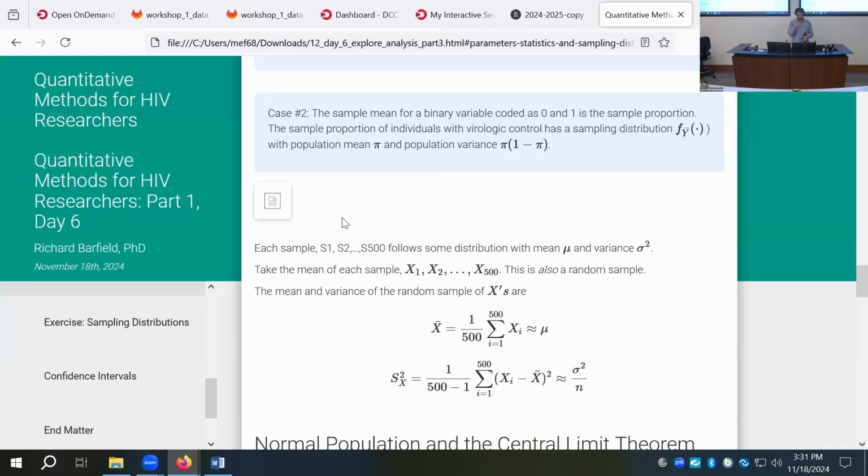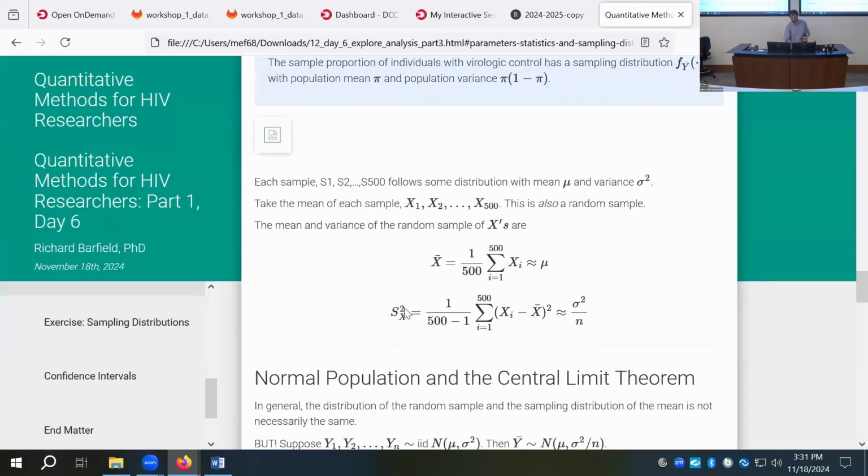So let's say that each sample, from S1 through S500, follows some distribution with mean mu. When we take a mean of that, this is going to give us a random sample. So the mean and variance of the random sample of X are defined as, so X bar is 1 over 500 times the summation of the Xi's. And S squared, the sample variance, is going to be 1 over 500 minus 1 times the summation. And I think we talked about why the 1 over n minus 1 last week, which gives an unbiased estimate.